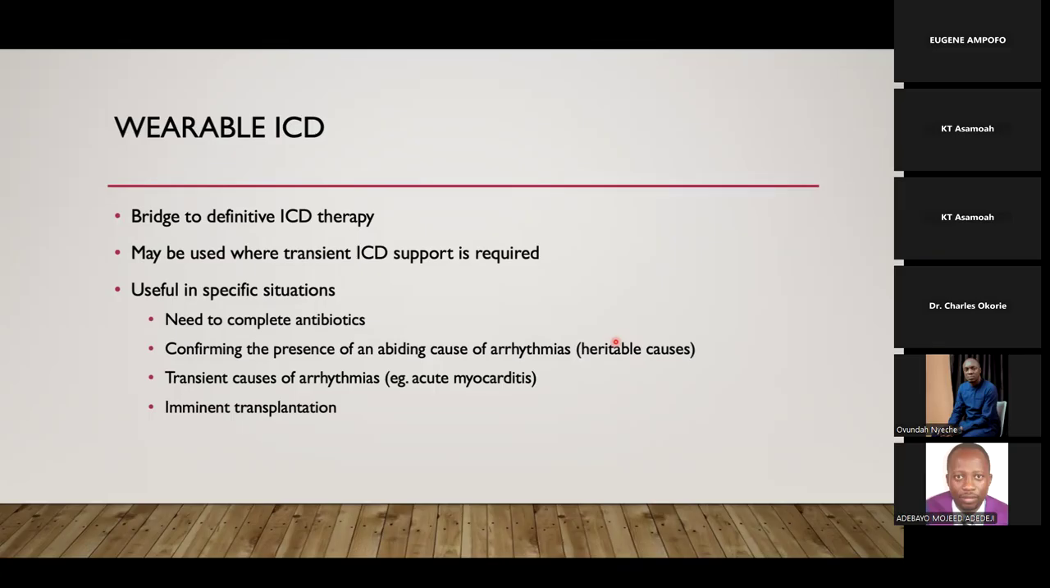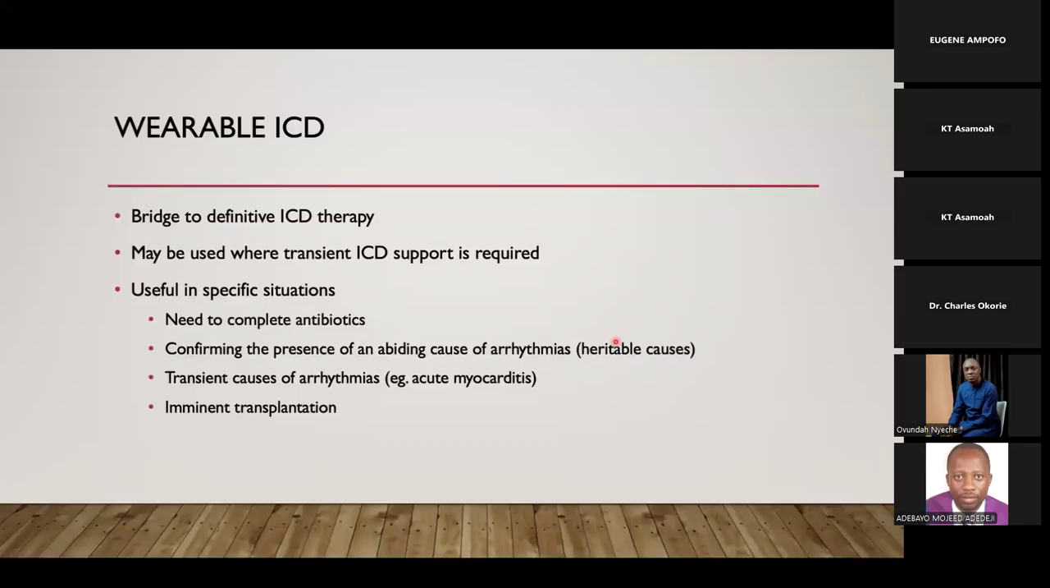Again, in some situations, a patient may have an arrhythmia and you want to confirm whether the person has an irreversible cause of the arrhythmias. For example, someone has an arrhythmia, you suspect that it may be, for example, Brugada syndrome or arrhythmogenic RV cardiomyopathy, but you're not certain, you're still investigating. But the person is having arrhythmias, and so you still want to give the person cover while you confirm the diagnosis and take a definitive decision. So the wearable ICD can be used while you sort out all the diagnostic issues.